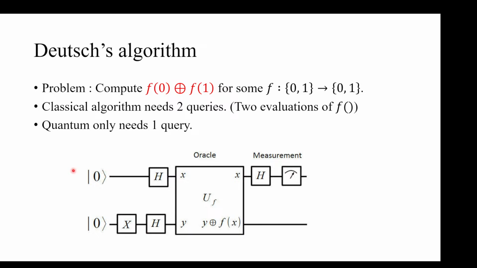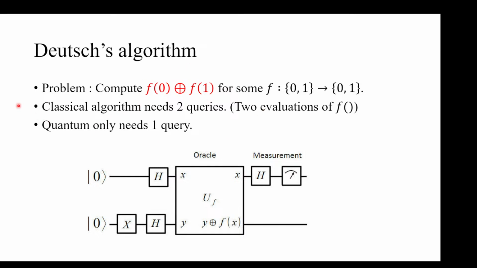Okay, so as we said, we have some unknown f. We know it's a 1-bit Boolean function, so it's from {0,1} to {0,1}. This oracle will have a 1-bit input register and a 1-bit output register. With the input x, y, we will have output x, y plus f of x. And now we want to compute f0 plus f1.